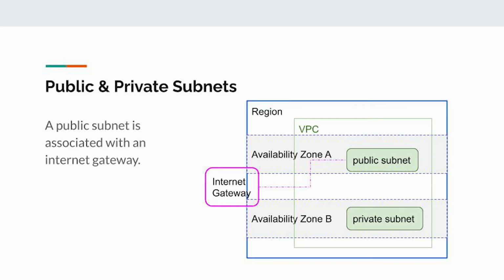Next topic: Public and private subnets. A public subnet is associated with an internet gateway which is attached to the VPC. What are the use cases of public and private subnets? Resources that need to be accessed by the public internet have to be placed in a public subnet. For example, a website. Resources that should only be accessed within the VPC should be placed in a private subnet. For example, a database. All the subnets in a VPC can communicate with each other. So the website in the public subnet can communicate with the database in the private subnet.